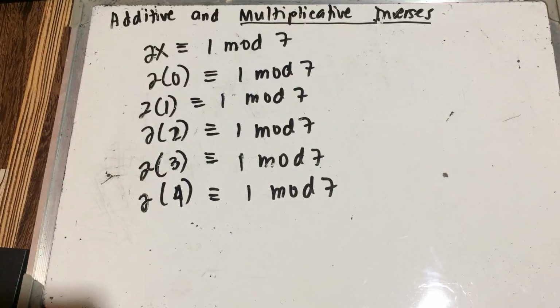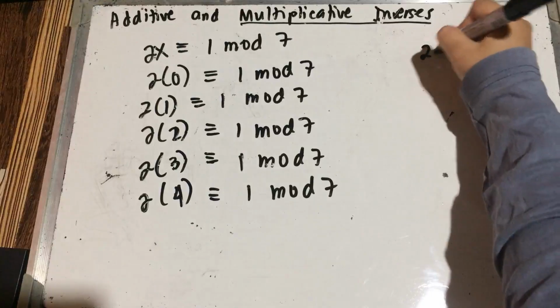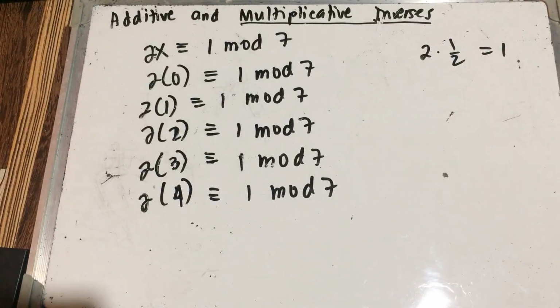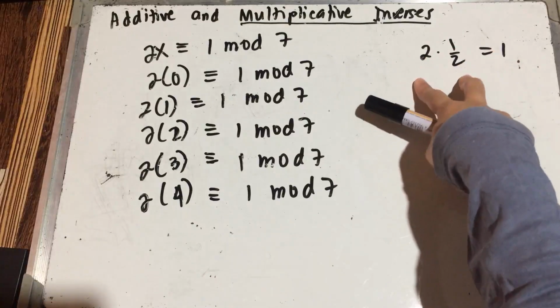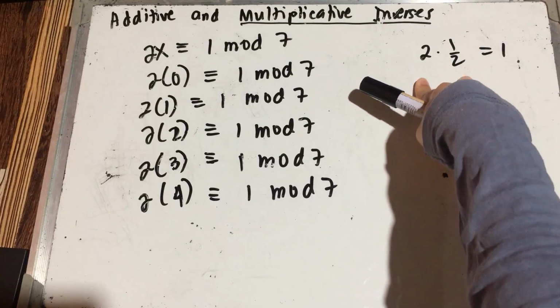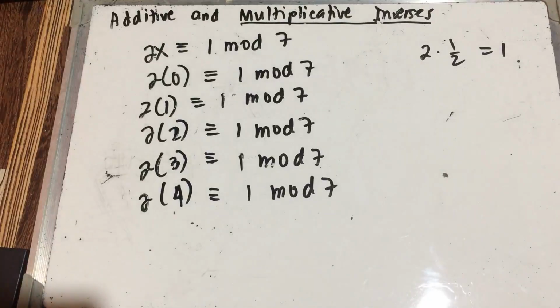So let us have the multiplicative inverses. When we say multiplicative inverse, let us recall the multiplicative inverse in algebra. The product of two numbers is the multiplicative inverse of each other if it is equal to 1. For example, we have the product of 2 and 1/2 equal to 1. If the product of these two numbers is equal to 1, then we can say that these two are the multiplicative inverses of each other.